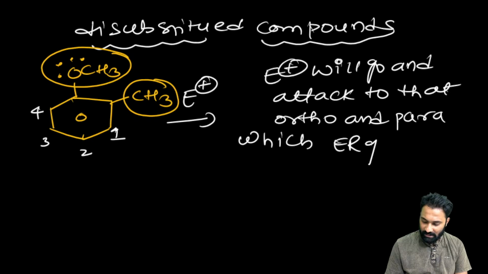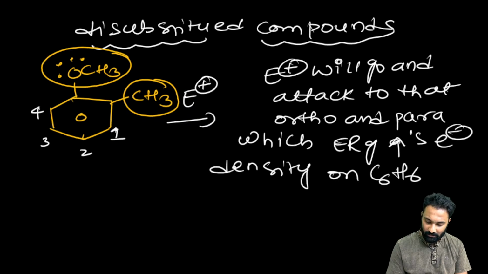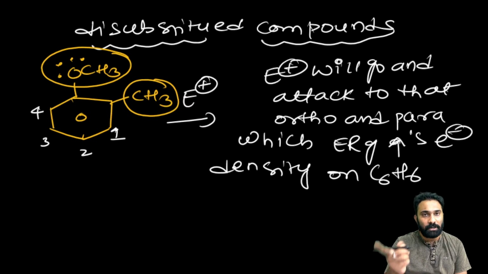Electron releasing groups increase electron density on benzene. Is it clear? Here the electrophile will attack those ortho and para positions. Among those two, whichever releases electron density very fast on the benzene, with respect to that group, at its ortho and para positions, the electrophile will go and attack.